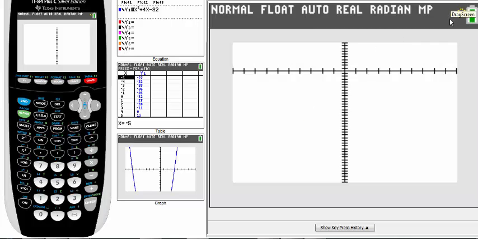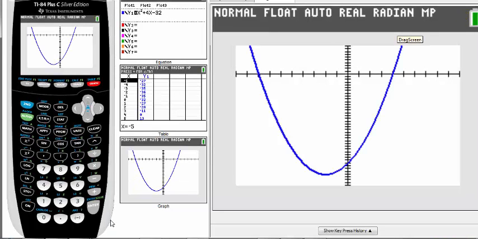Mine's up in the top right-hand corner by the battery here. It seems to be stuck. Usually this is rotating, telling me that it's working, but this looks a little stuck. So I'm going to pause for a minute and see if I can get this going again. Okay, I got my graph to work. I had to reboot my online calculator here.